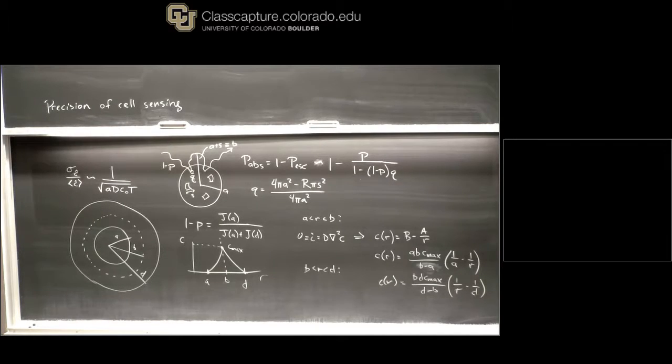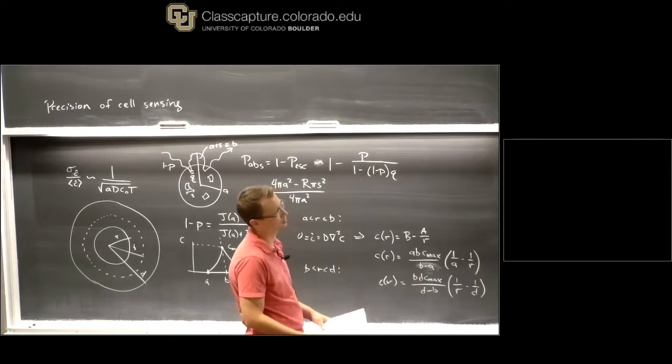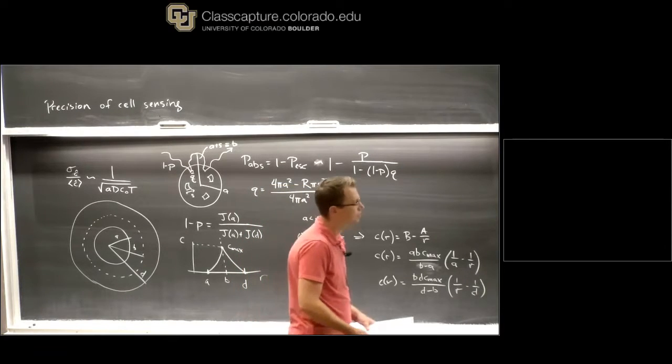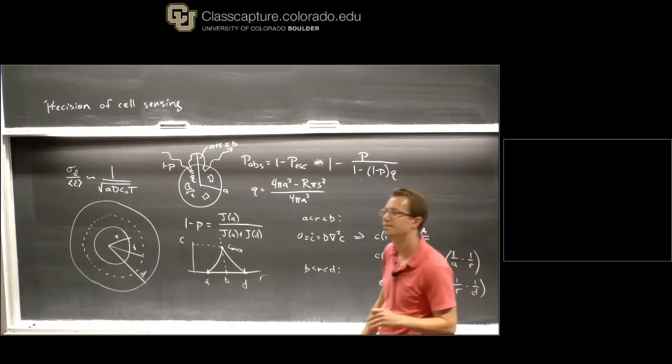Yeah, if S goes to 0, it goes to 0. That's good. If R goes to 0, it goes to 0. If R goes to infinity, we should recover the fully absorbing cell case. It does, right? Probability of absorption is 1. So I think there's nothing wrong with this expression. Why is it useful? Well, of course, R needs to go to infinity to get perfect absorption. That's what we considered last time.